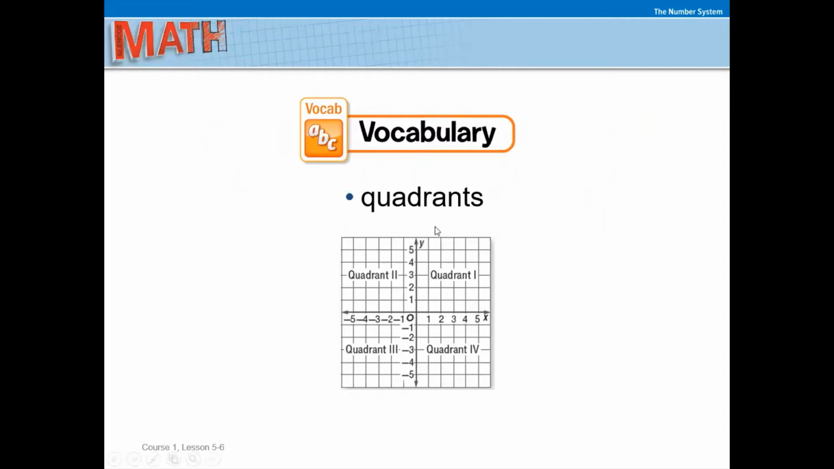Vocabulary: quadrants. This is a coordinate plane, the x-axis, horizontal, and the y-axis, this is a vertical number line. Quadrant 1 starts over here where the x is positive and the y is positive. We're using Roman numerals to identify the quadrants, and we're counting counterclockwise. Quadrant 2, Quadrant 3, and Quadrant 4. It goes like a backwards clock. Number 1 starts where both integers are positive.